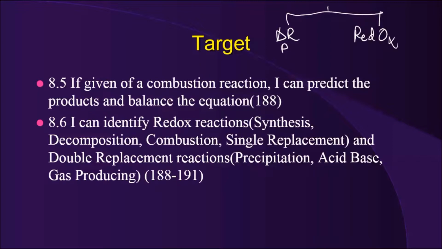Precipitation. Give me another one. Acid-base. Give me another one. Gas-producing. Now, there are four types of redox, and we've only covered one. The only one we've covered is single replacement. Actually, you're right. Combustion is one that we've covered since day one, and there are two more we're going to go over today: synthesis and decomposition.